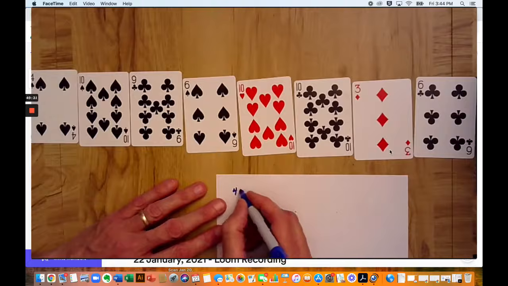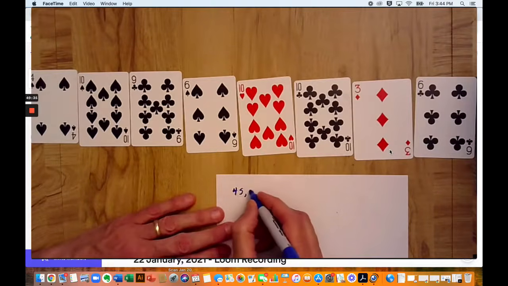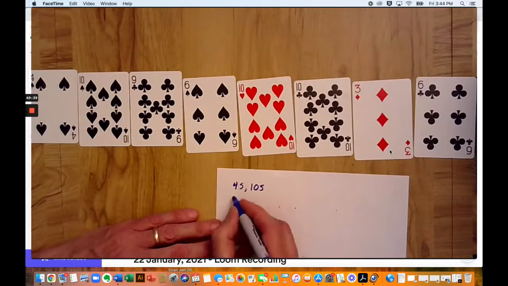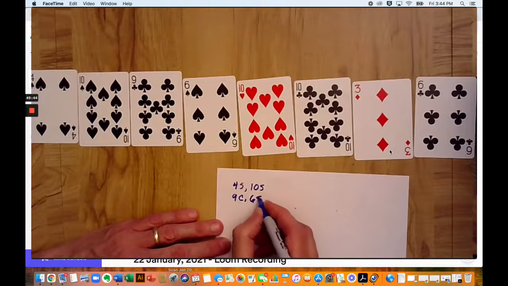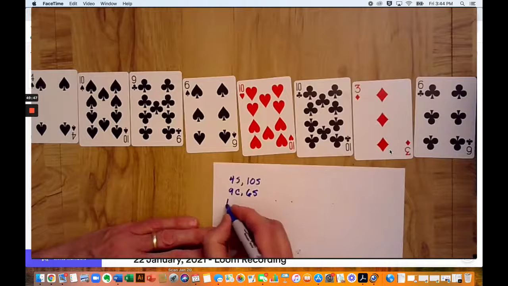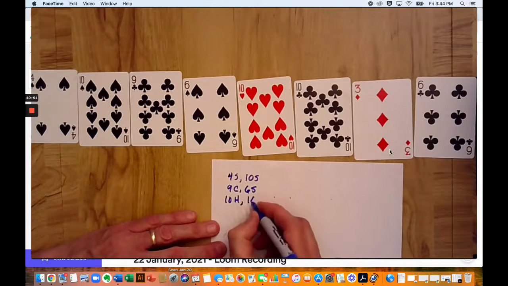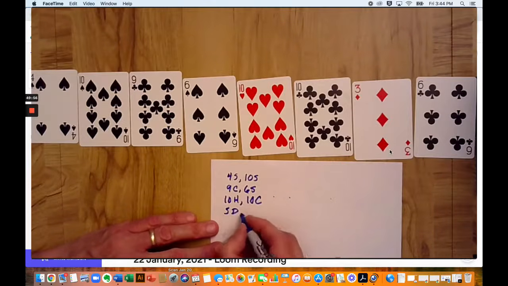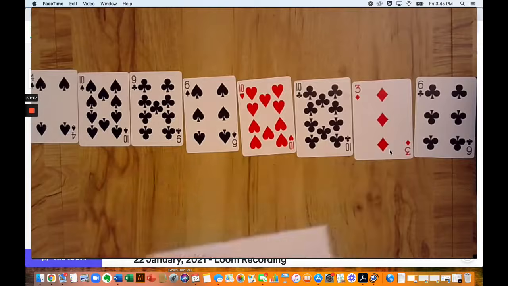So we'll do S for spades, and then next to it, I'm going to write 10 of spades. And then on my paper, I'm going to write 9 of clubs, followed by a 6 of spades. And then the next one will be 10 of hearts, followed by a 10 of clubs. Finally, we have 3 of diamonds, next to a 6 of clubs. Okay, so these are just written down.